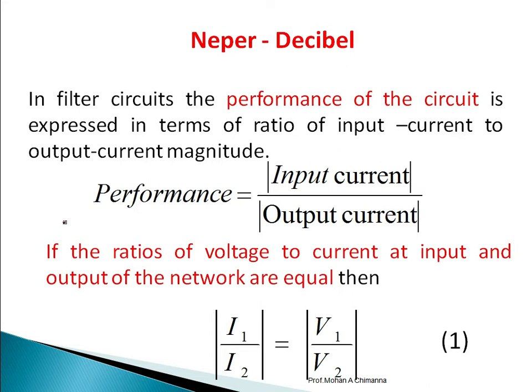In filter circuits, the performance of the circuit is expressed in terms of the ratio of the input current to the output current in magnitude. This performance parameter can be measured by taking the ratio of the magnitudes of the input current to the output current. Likewise, the ratio of the input voltage to the output voltage and the ratio of the input current to the output current are taken into consideration for the equality.